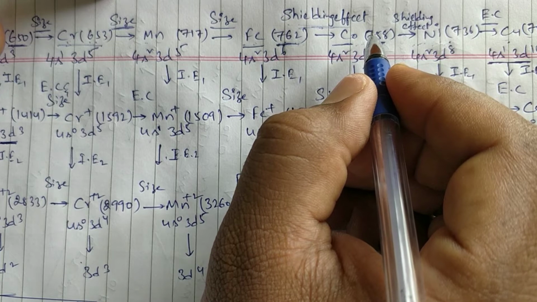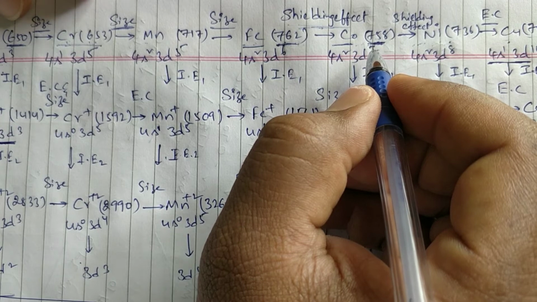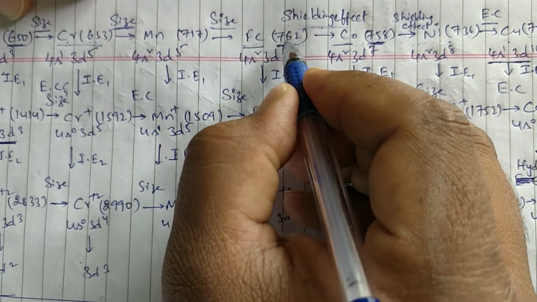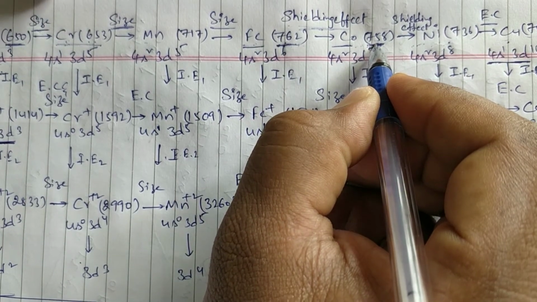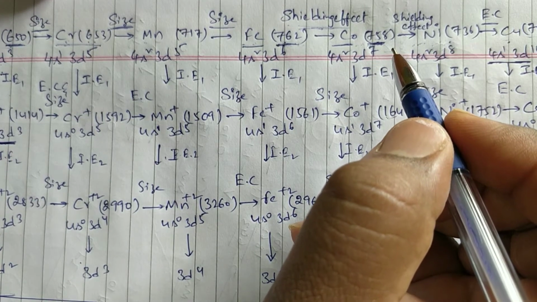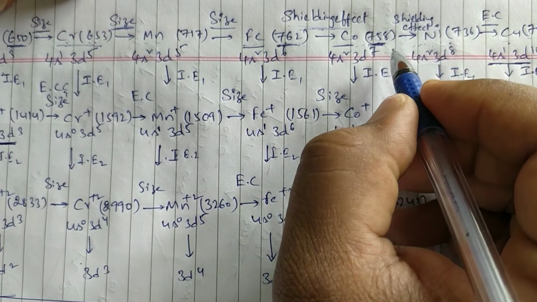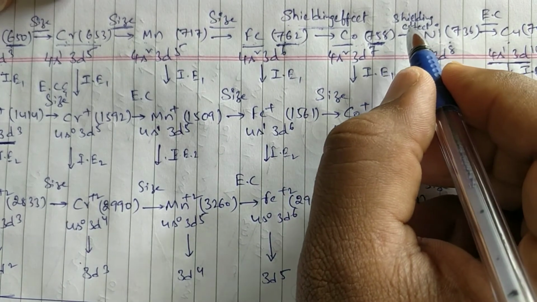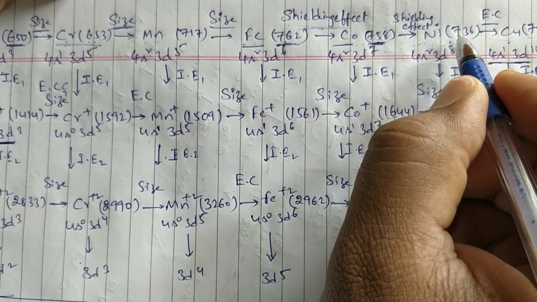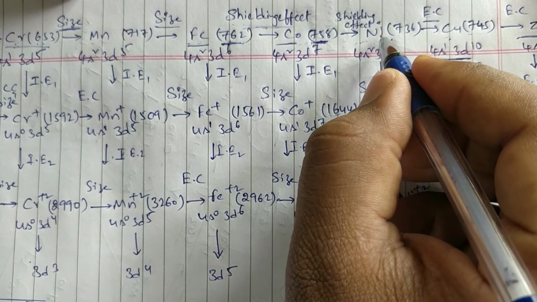When shielding effect is increased, nucleus cannot hold the outermost electrons effectively. So we can remove the electron easily. Here, size is not the matter. Shielding effect is going to explain from 762 to 758. Next, cobalt to nickel also, shielding effect is increased. We can remove the outermost electron easily. So 758 became 736.